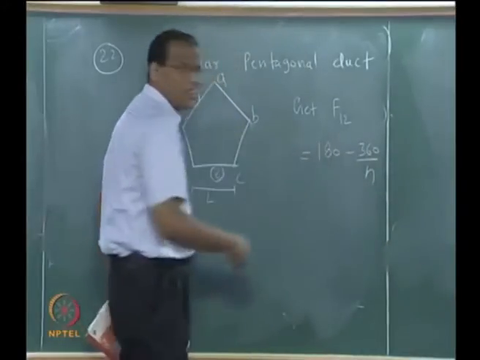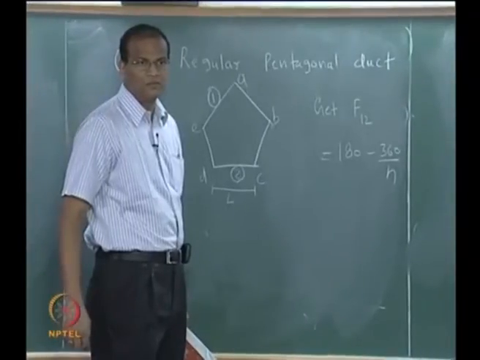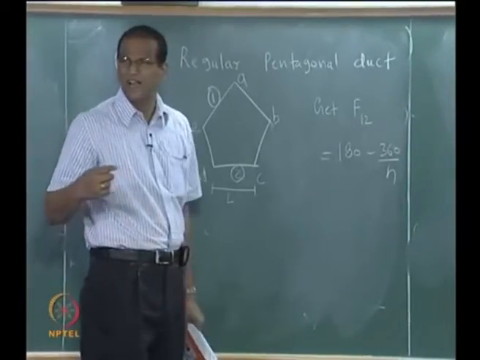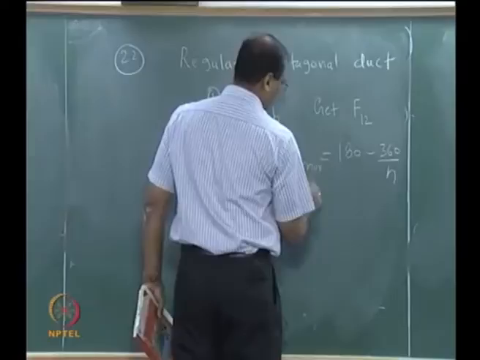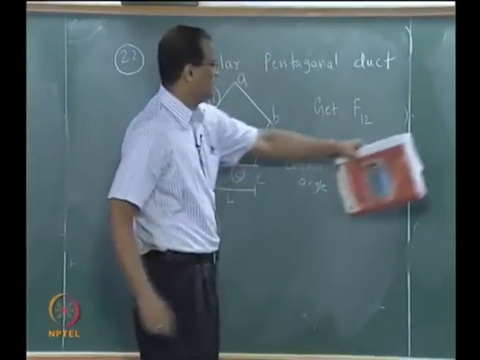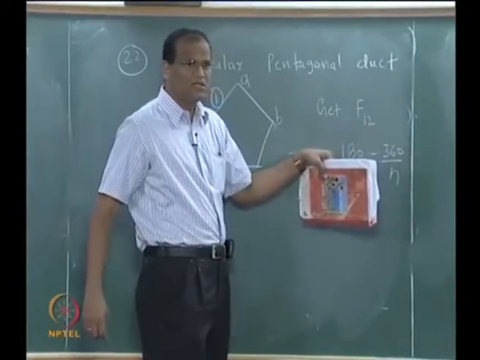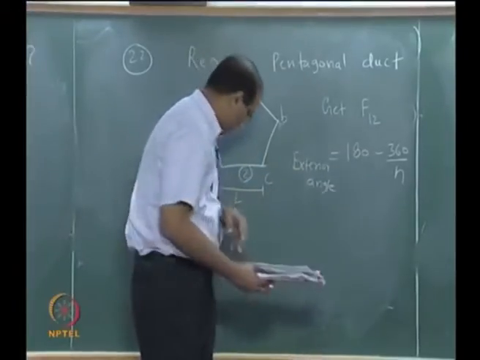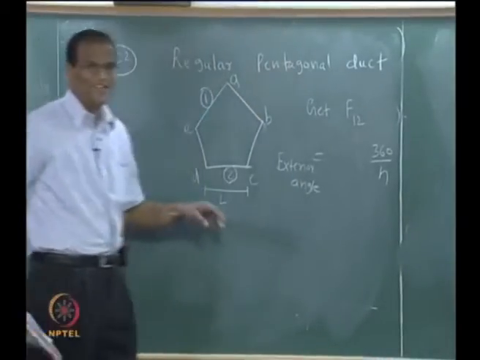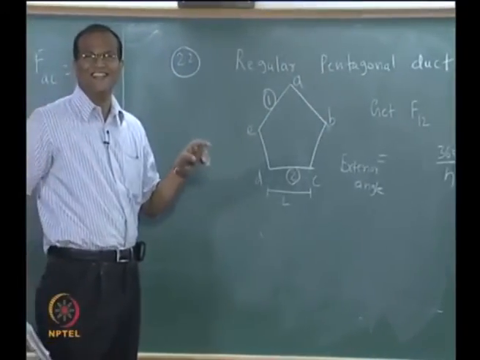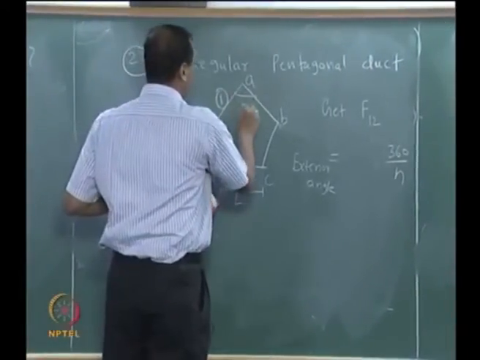What is this? So what is called exterior angle? Exterior angle. Okay. So the exterior angle for a pentagon is 360 by n is 72, therefore the interior angle is 108. Is that correct? Each of this fellow is 108.